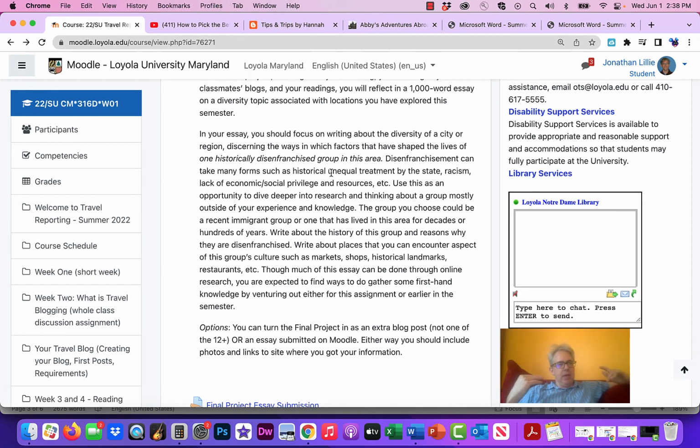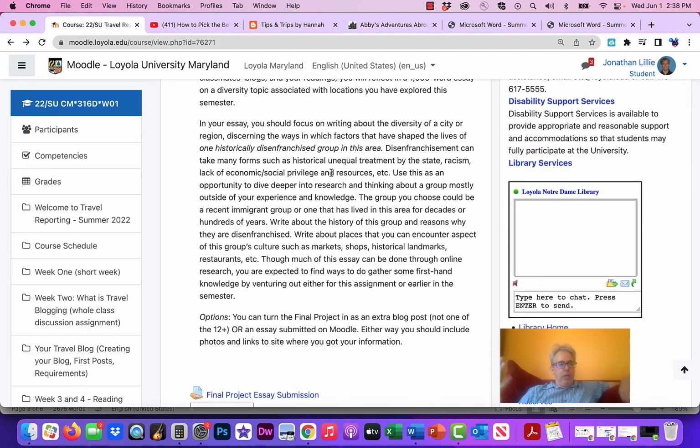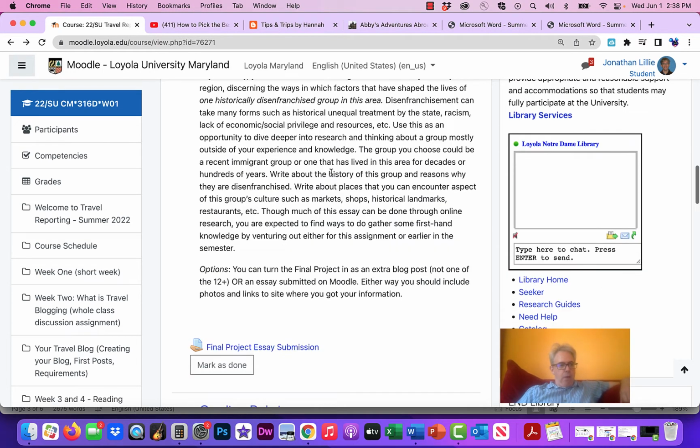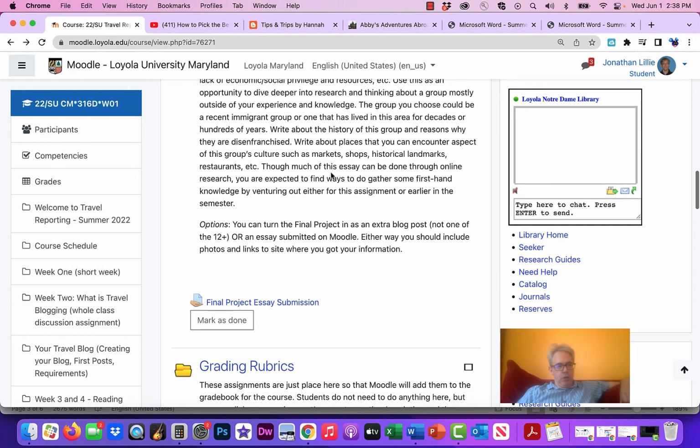But basically, it's giving you the opportunity to go even more in depth in thinking about a group that you're not a part of. So a cultural group, and doing more research on it. So a group that is associated with the areas that you have been traveling or are living this semester. Okay. And if you choose not to put it on your blog, then you can submit it here.